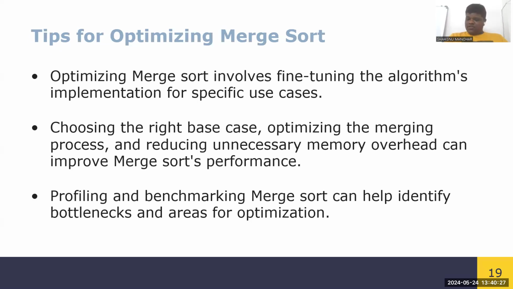Tips for optimizing merge sort. Optimizing merge sort involves fine-tuning the algorithm's implementation for specific use cases. Choose the right base case. Optimizing the merging process and reducing unnecessary memory overhead can improve merge sort's performance. Profiling and benchmarking merge sort can help identify bottlenecks and areas of optimization.